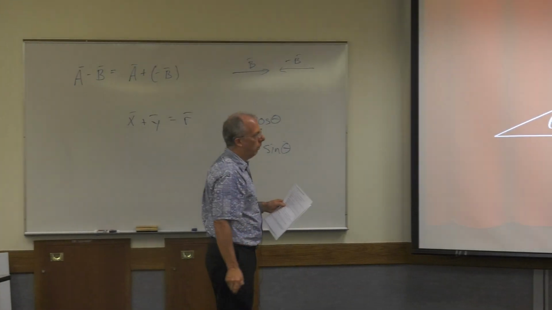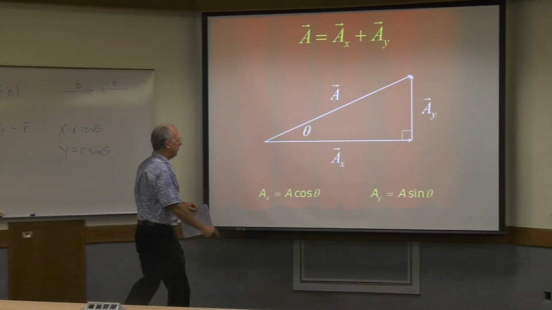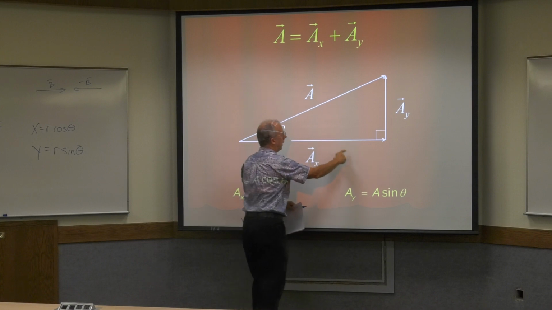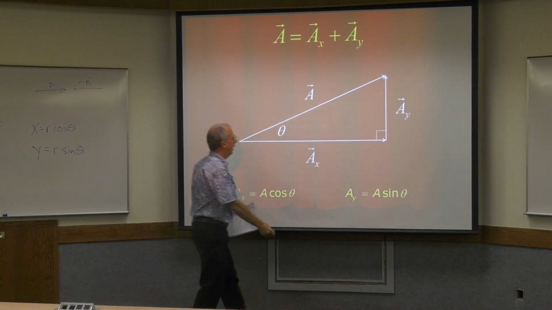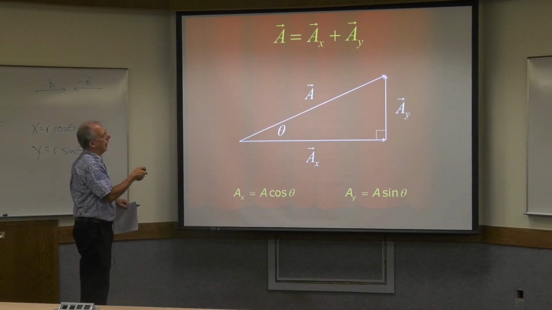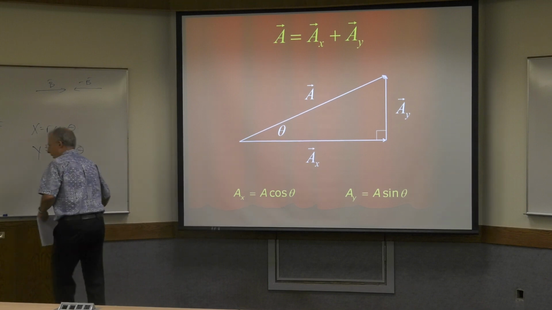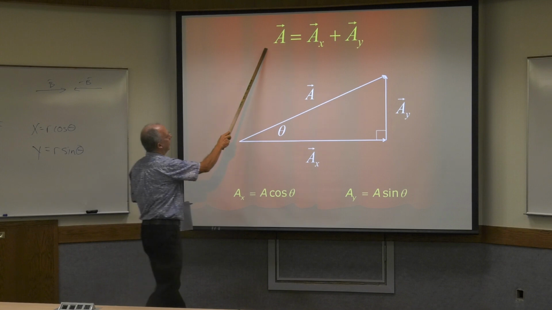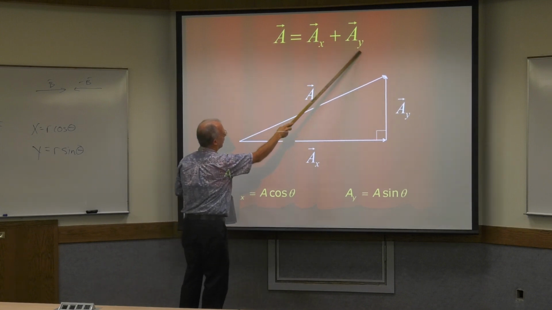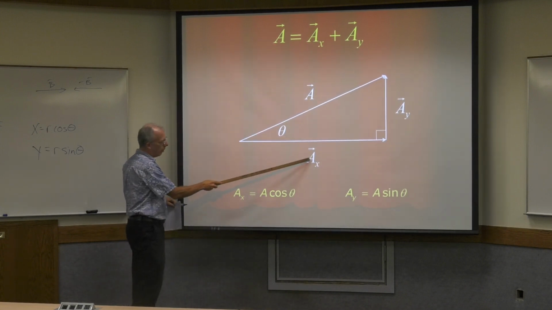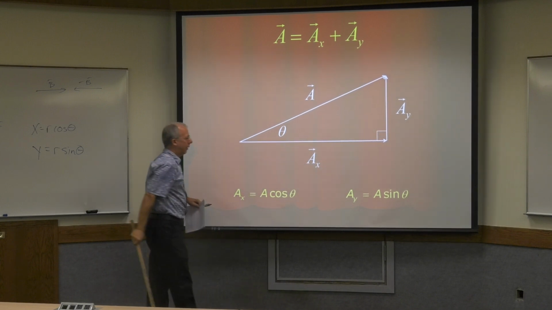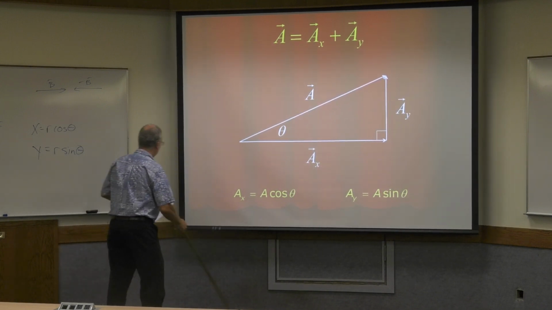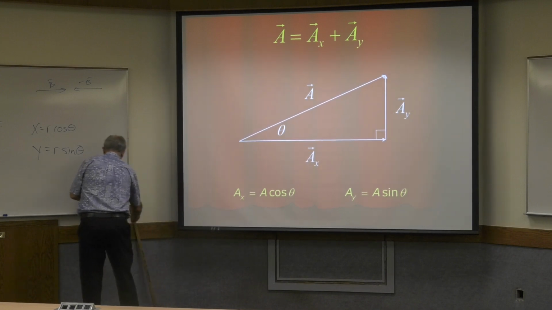All right, so like we talked about before, if this is vector A, this is the x component, and this is the y component. And so we can say that vector A equals vector AX plus vector AY. So this is the x component, this is the y component. And again, AX is A cosine theta, AY is A sine theta.